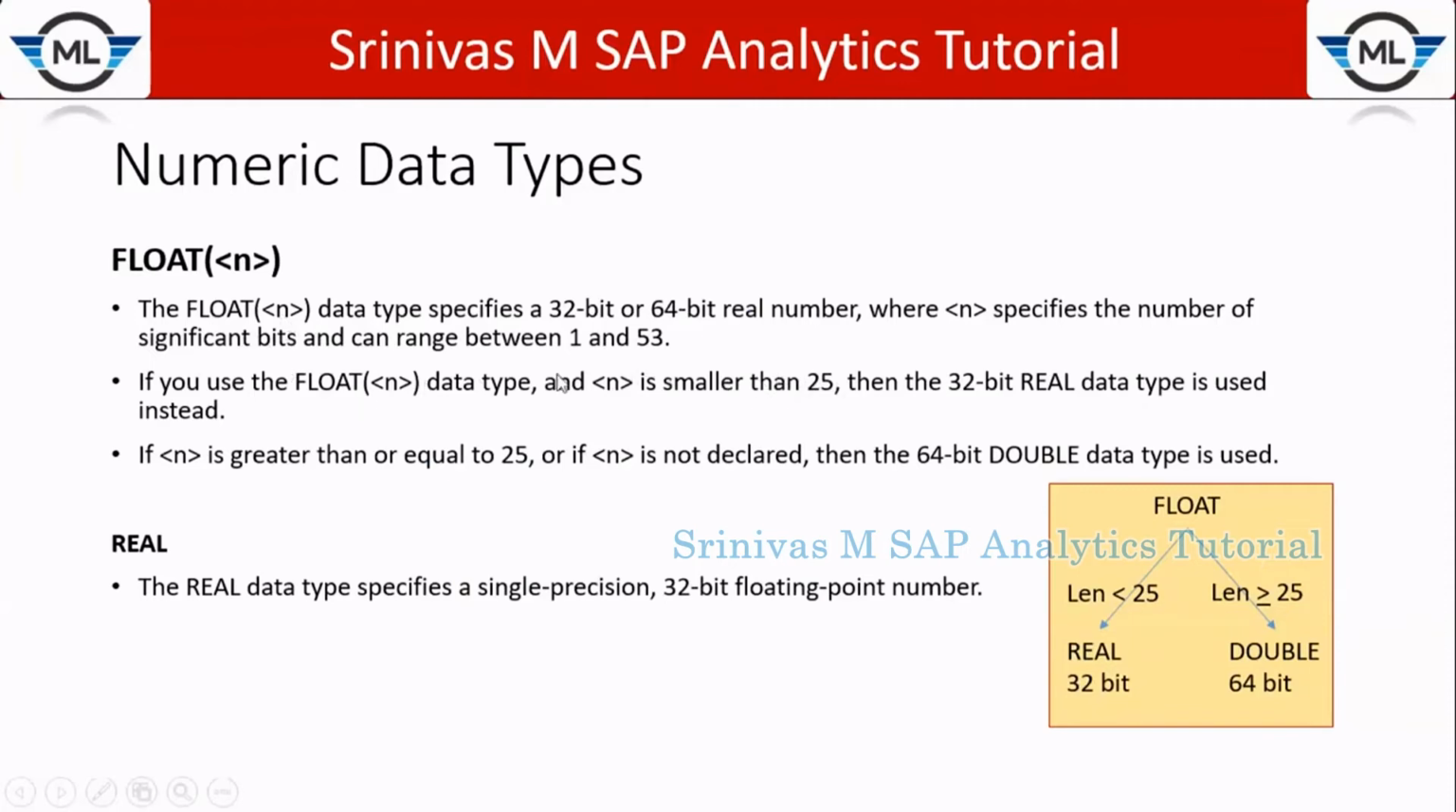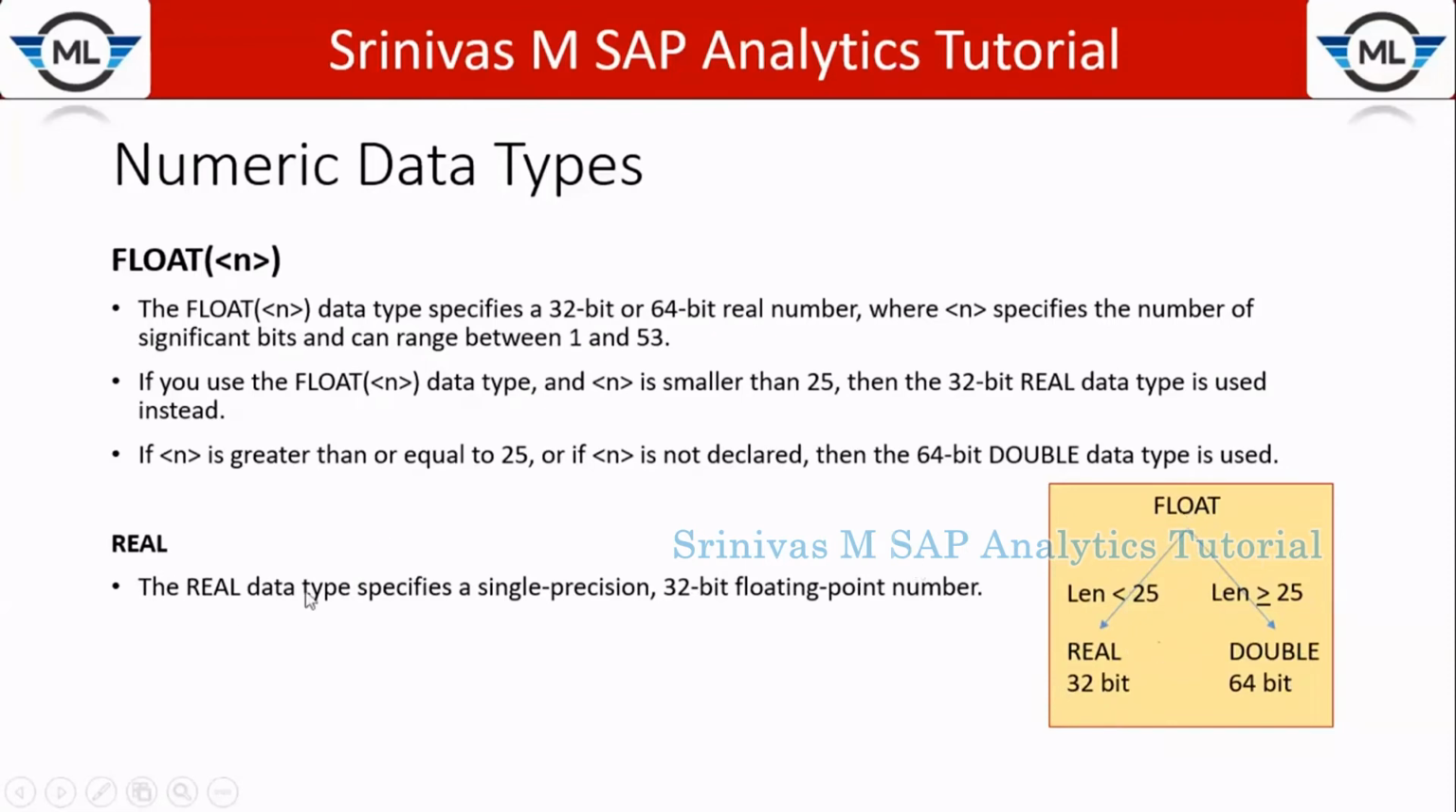the system stores this column as a real data type. Okay, so real is another data type. If you see here, float is the main parent one. If you give a length less than 25, then the system will consider this column as a real data type, and if it is greater than or equal to 25, the system considers this float as a double. So these two are merged under float only.